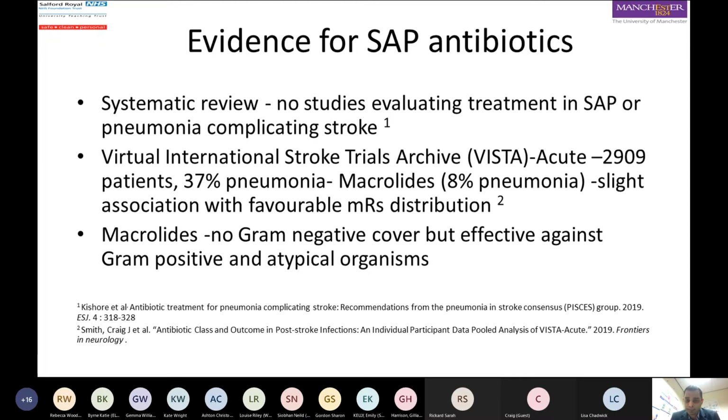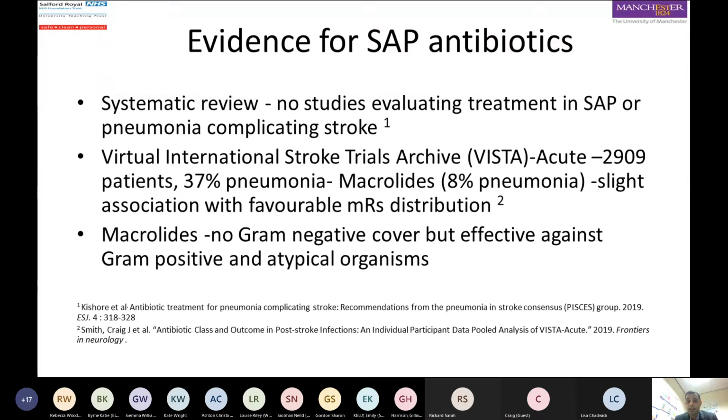I'm not sure if you're aware of this, but this has got the largest database of individualized stroke patients from randomized controlled trials, so you can get individual patient data from this database. He looked at about 2,900 patients who had infection post-stroke and who had received antibiotics within 2 weeks, and approximately over a third of them had pneumonia. Craig found out that basically the only antibiotic which seemed to have an association with a favorable outcome in terms of MRS distribution was macrolides, which were prescribed in about 8% of all the patients.